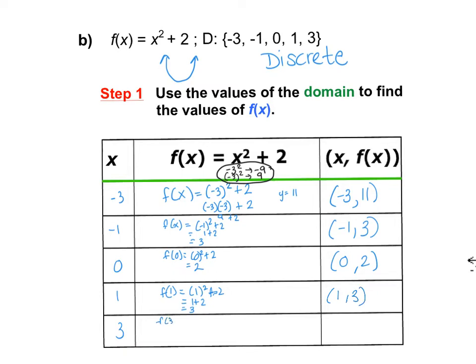And f of 3 is equal to 3 squared plus 2. 3 squared, 3 times 3 is 9, plus 2, which is 11. So I got 3, 11. It's very important that we replace the variables with parentheses.